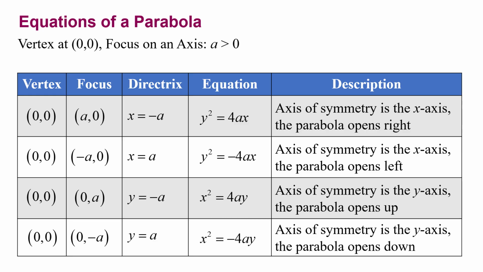The focus is on the negative y-axis at the point (0, negative a), and the directrix is the horizontal line y equals a. Again, this parabola has an axis of symmetry that is the y-axis, but the parabola opens down.